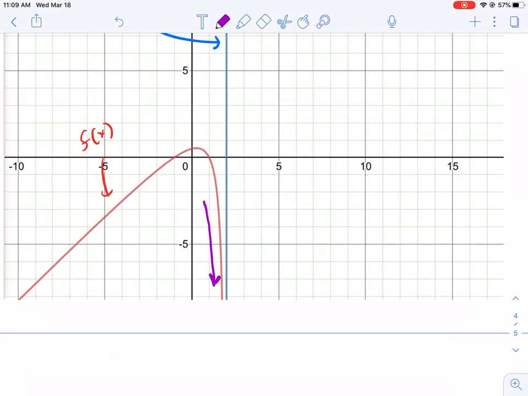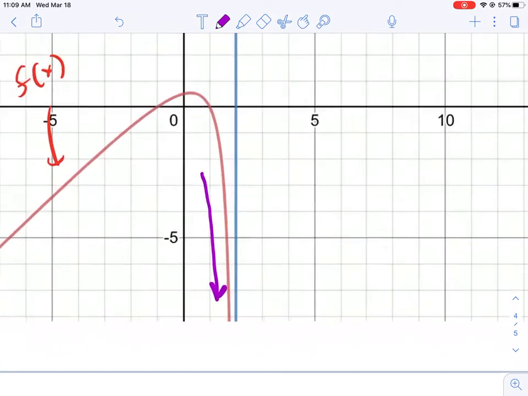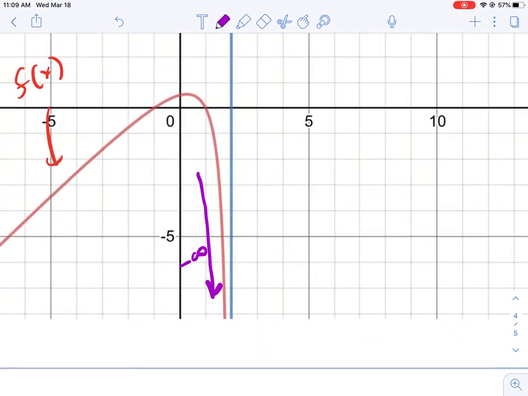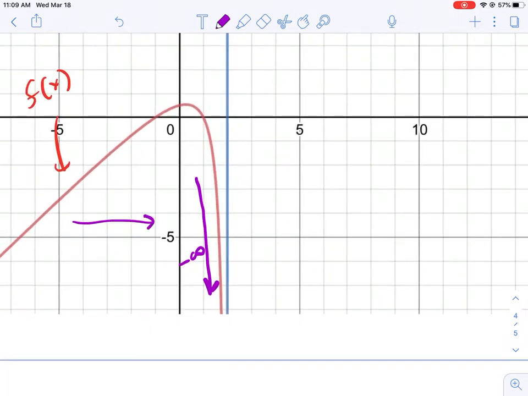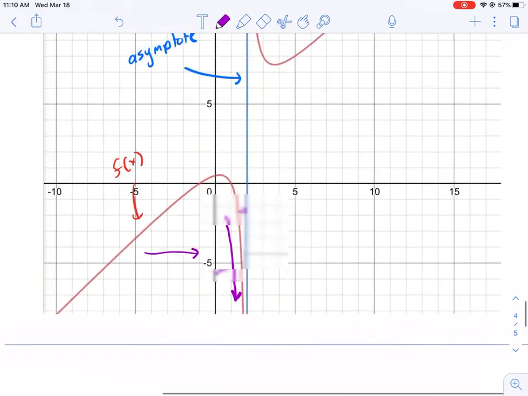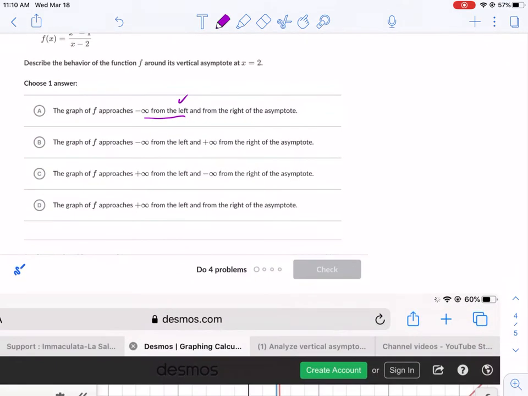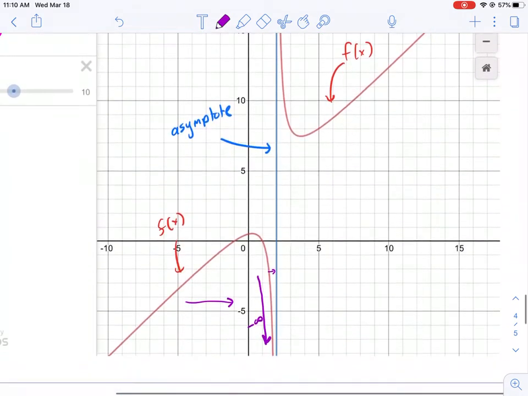So if you're looking here, as it gets closer, it's moving down, down, down, down, down, down, which is negative infinity. Okay, so as it's moving from the left and it gets really, really close, it goes to negative infinity. So the first condition is met for letter A. Okay, so as it approaches from the left, check. Now, let's check from the right. Does it approach negative infinity from the right?